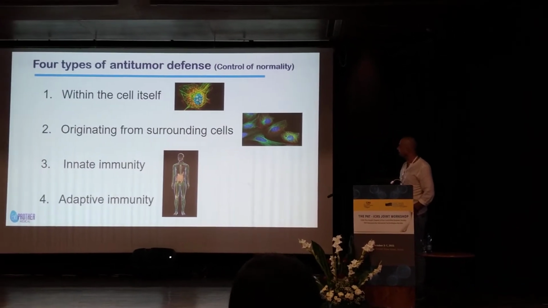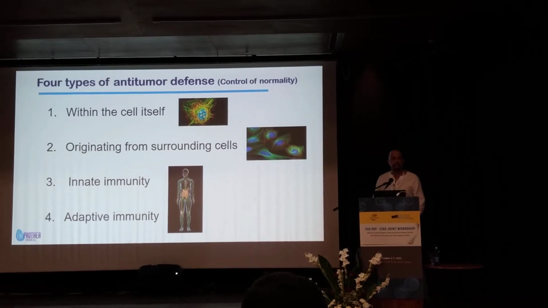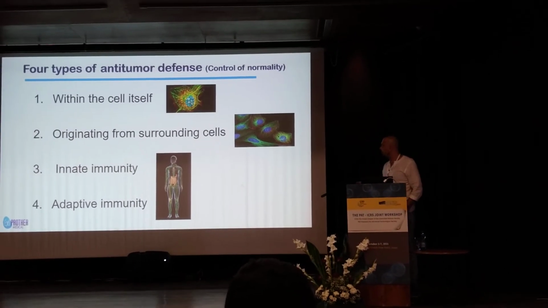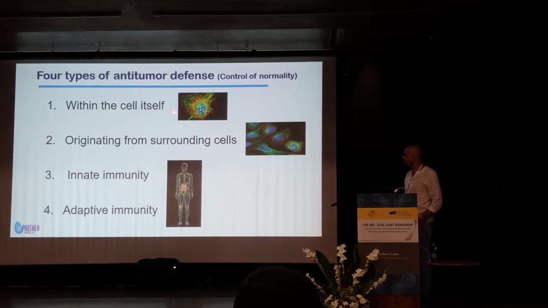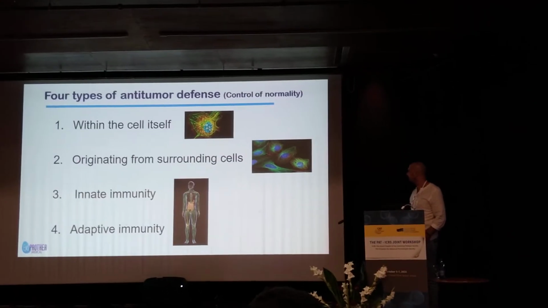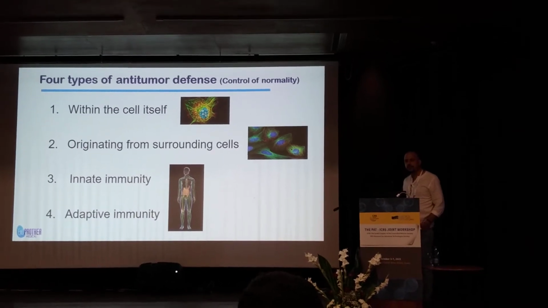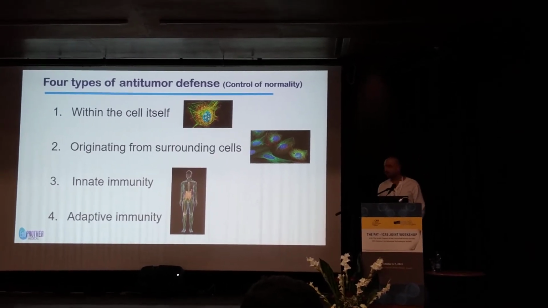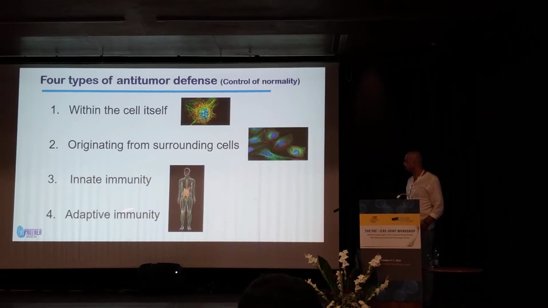So there are 4 types of anti-tumor defense in the organism. One of them is within the cell itself. I will explain every one later. Then originating from surrounding cells, and innate and adaptive immunity.